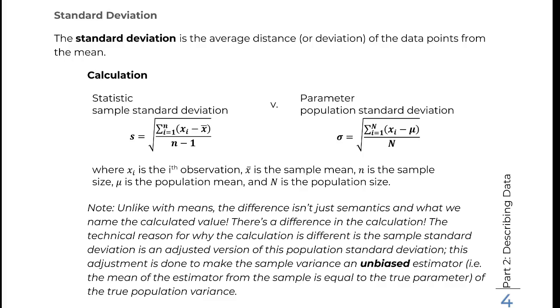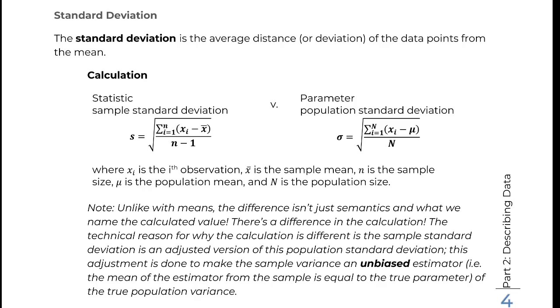So the other form of spread we're going to see a lot in this class is standard deviation. Standard deviation is a measure of how much our data varies from the mean. It actually gives us the average distance of our data points from the mean. So the calculation is super important here.